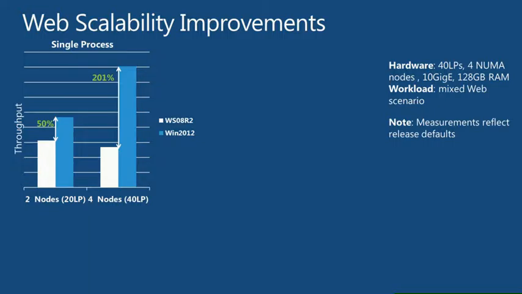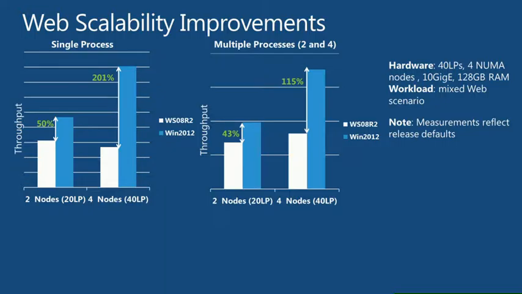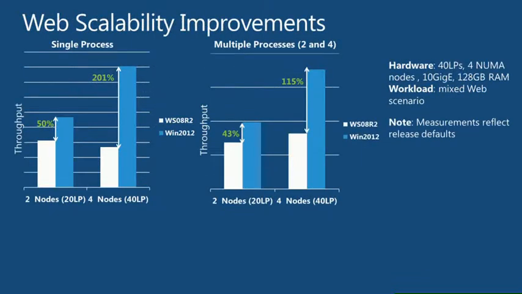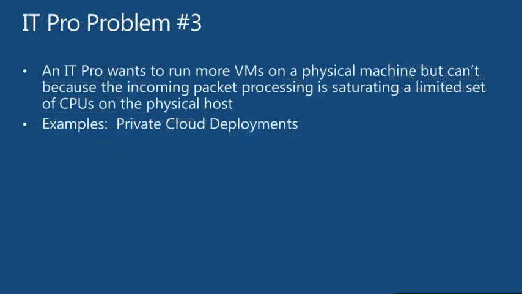With a single process running with just 2 nodes, we saw a 50% jump in scalability. With 4 nodes, it was over 200%, but it's not realistic to have just a single process on your server. So with multiple processes, on a 2-node system, we used 2 processes, and we saw a 43% jump. And on a 4-node machine with 4 processes, we saw a 115% jump. What we ended up doing was affinitize each of these nodes to a specific process. So again, this is available off the shelf for you with all 10 gig inbox adapters.